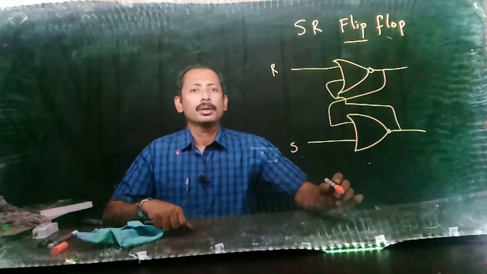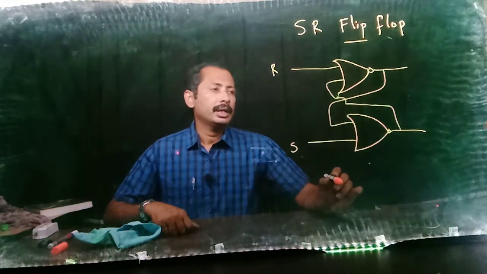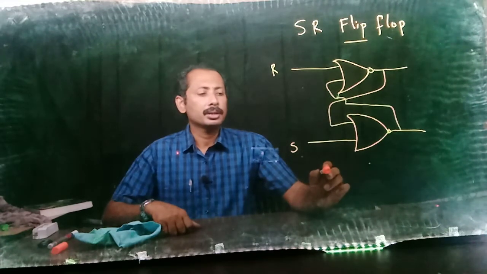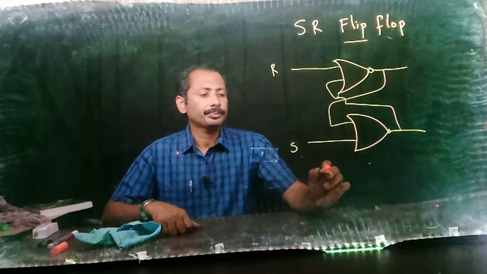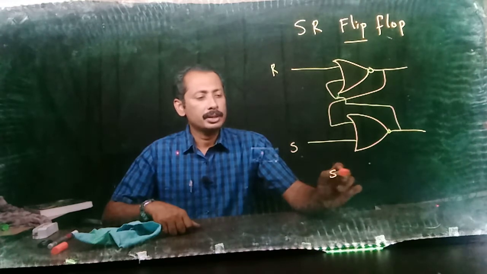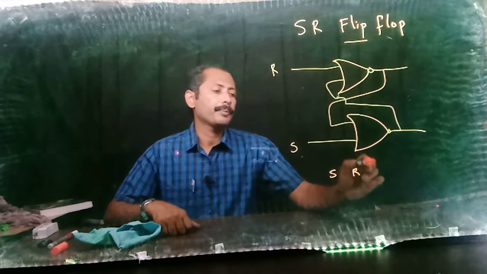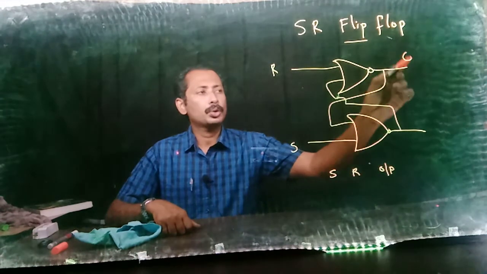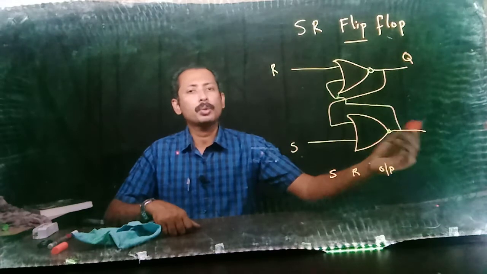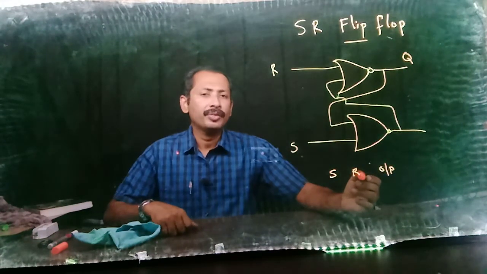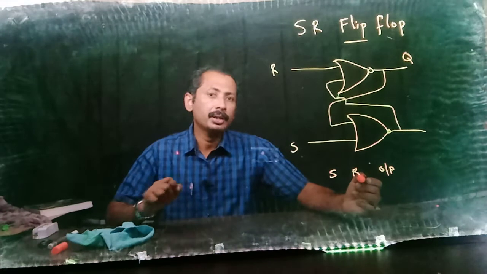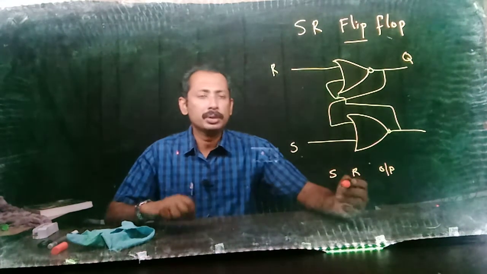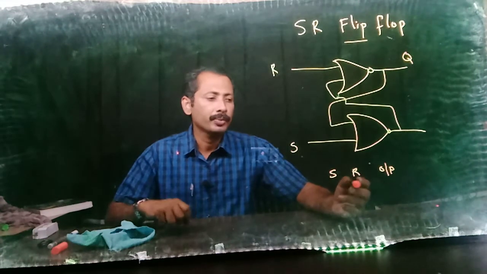So for this SR flip flop, we have a truth table like this. That is S, R, and output. Output is Q and the other one is Q bar. A flip flop is a bistable multi-vibrator, which has two stable states as 1 and 0.